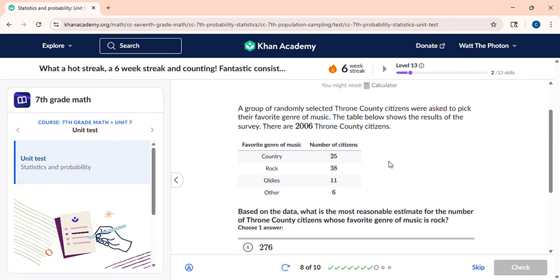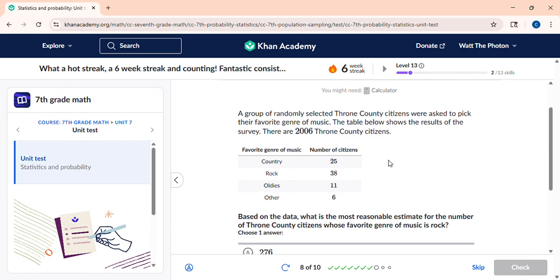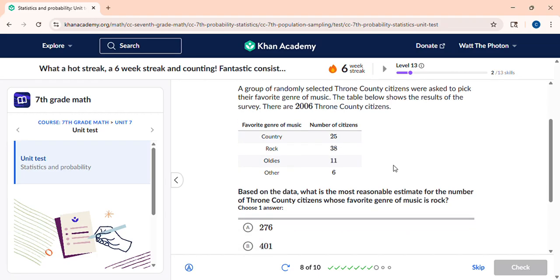So we have a sample. We sum all of these up, then use that percentage and multiply it times 2006 citizens. So 25 plus 38 plus 11 plus 6 is 80. Favorite music is rock, so we have 38 divided by 80. That's 47.5%. Multiply that times 2006. It's close to 900.